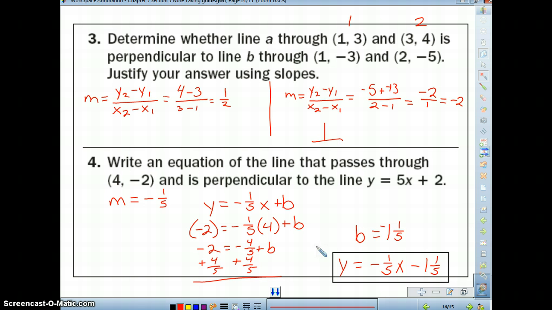And then number 4, my formula ended up being y equals -1/5 x minus 1 1/5. The slope is right here for the first line, but we want one that's perpendicular to that, and that's why my slope changed to -1 1/5.